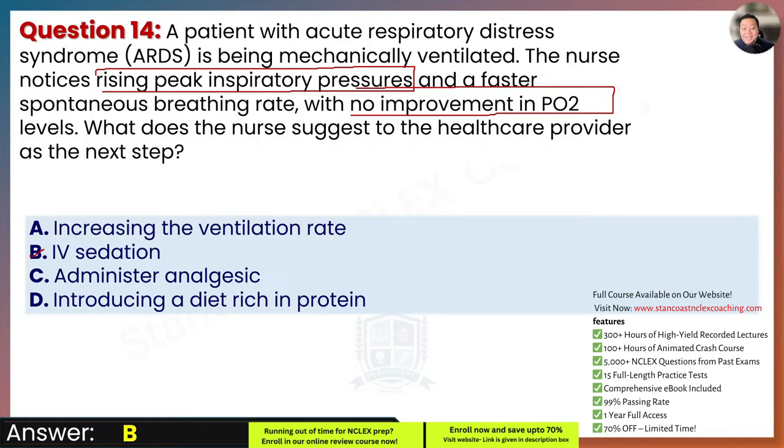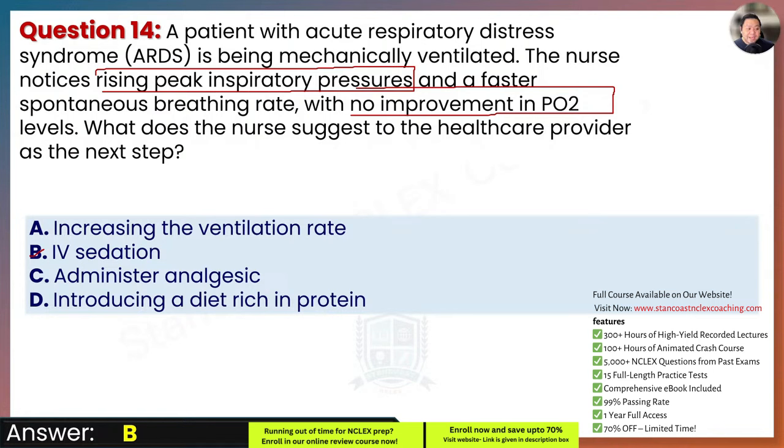And so by sedating the patient, the nurse can reduce the patient's spontaneous breathing rate, and this will also allow the ventilator to manage their respiratory needs more effectively. And this will also reduce the workload on the patient, and this will help lower peak inspiratory pressures, which can enhance the oxygenation and overall ventilator management. So this intervention directly addresses the core problem.